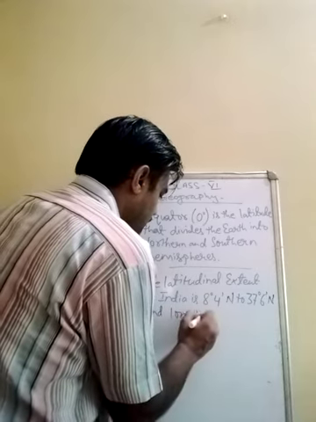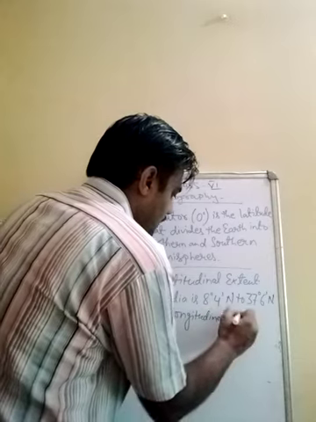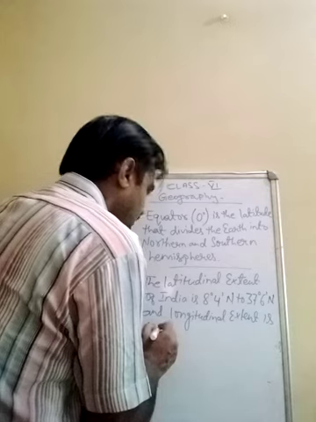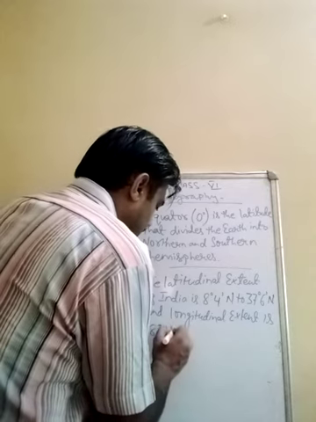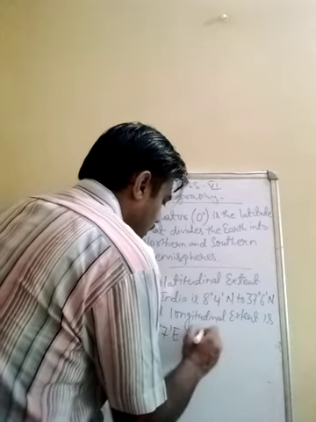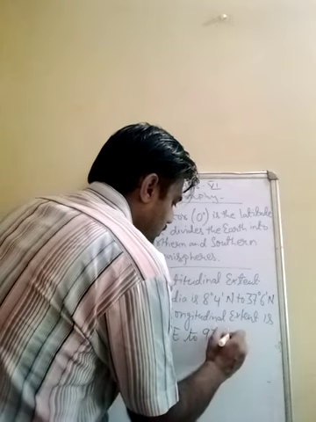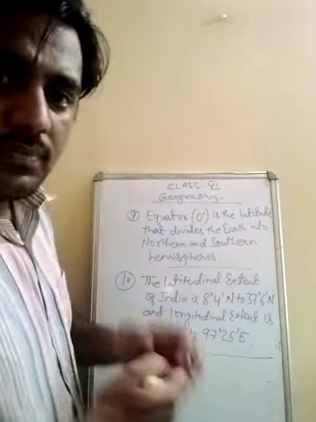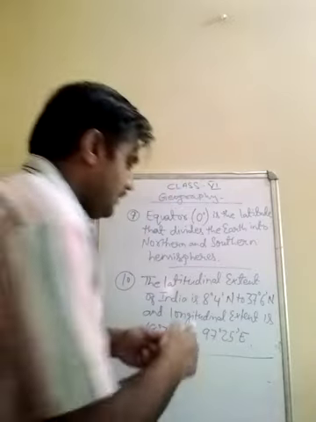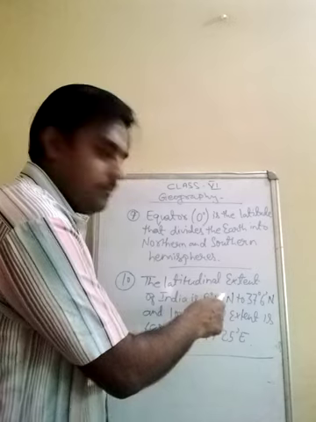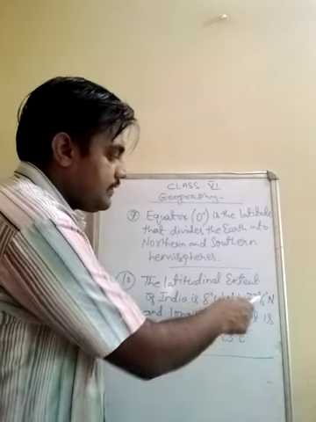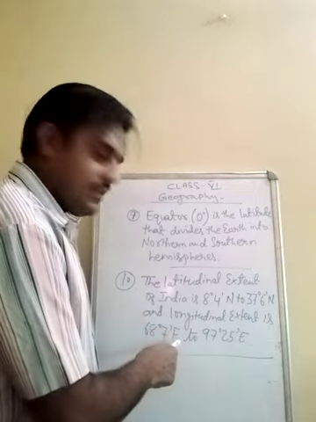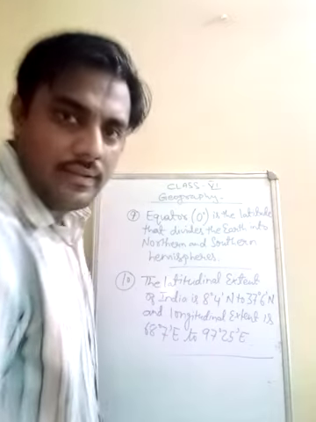and longitudinal extent is 68 degree 7 minutes east to 97 degree 25 minutes east. So the latitudinal extent of India is 8 degree 4 minutes north to 37 degree 6 minutes north, and longitudinal extent is 68 degree 7 minutes east to 97 degree 25 minutes east.